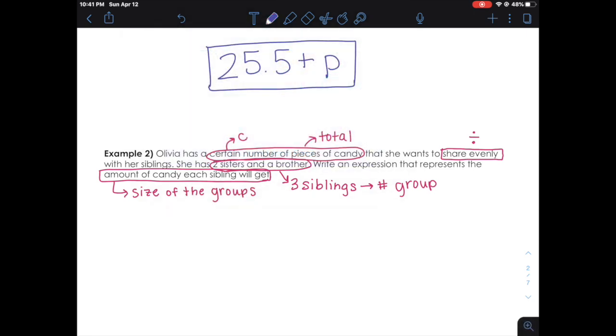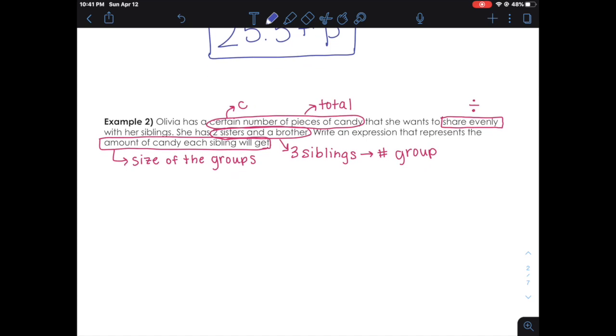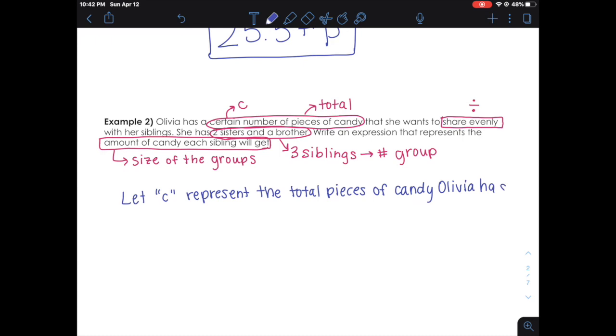All right, so let's start off by applying our key point and defining our variable. So we said let C represent the total pieces of candy Olivia has. All right, so if we're starting with the total and we're sharing it up, the total is what we're splitting, or our dividend, and we're going to divide by the number of groups, which was 3 siblings. Okay, so we have C divided by 3.